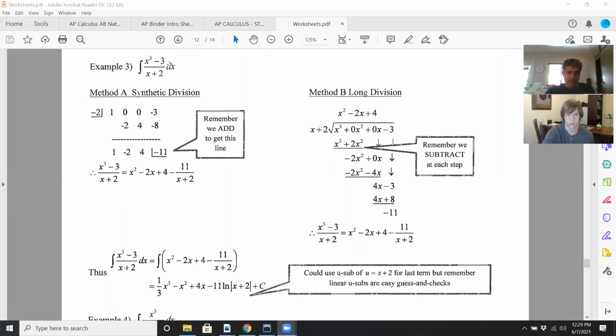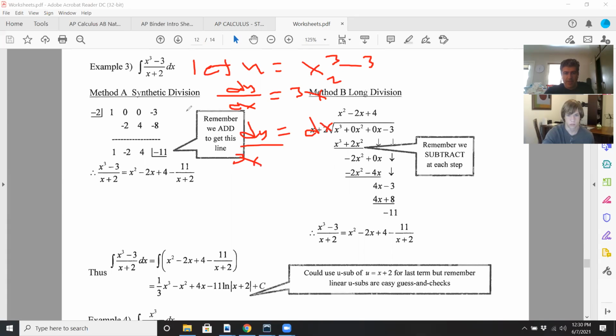So again, you can't do a u sub. Like if I tried doing a u sub, supposed to be 3x squared. That's a problem because when I say dx, I get du over 3x squared. How am I going to get rid of this x plus 2?